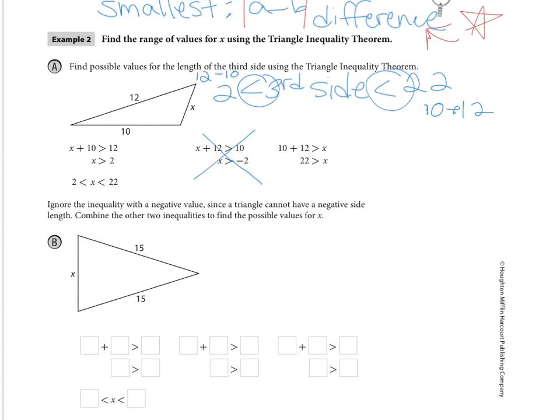So, for part B, if we were between the sum and the difference, we would simply take the sum of the two sides, so 15 plus 15, and that's our upper end, and x has to be between that and 15 minus 15. So it has to be bigger than 0 and less than 30.